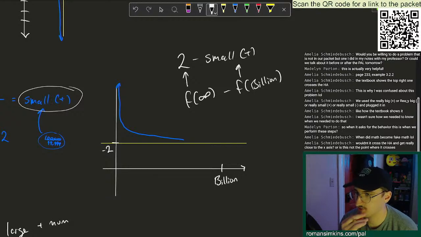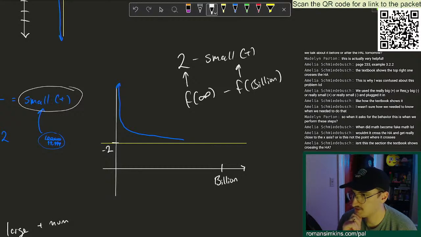And if I'm looking for the difference between the function at infinity and the function at 1 billion, when I subtract off that real small number, okay, I get your question, and now I see where the confusion comes from. It's a really, really small number away from 2. It's not a really small positive number away from the x-axis, and that's why I think you're getting confused. This is a good question.